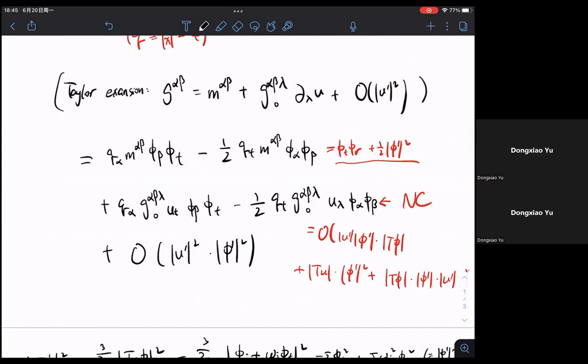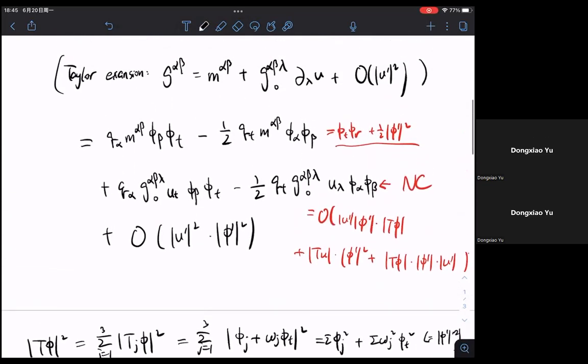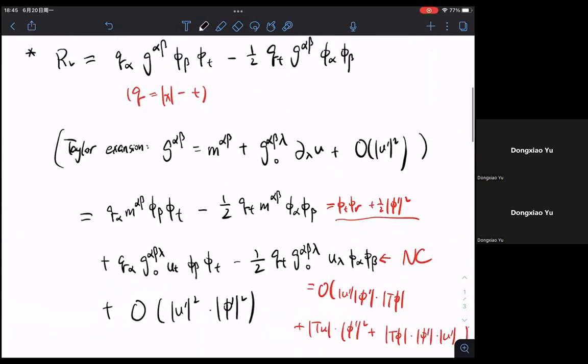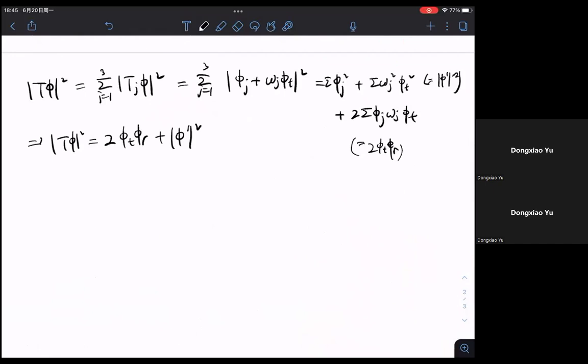Okay, so that is the computation. Finally, we have now estimated all these three rows, and our conclusion is that R2 is equal to 1/2 T phi squared.